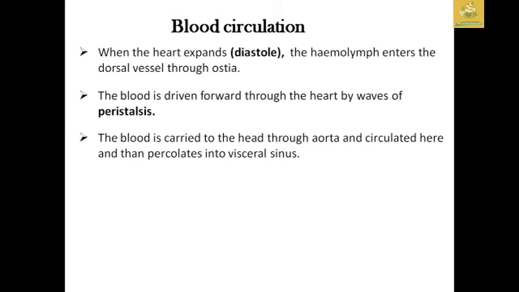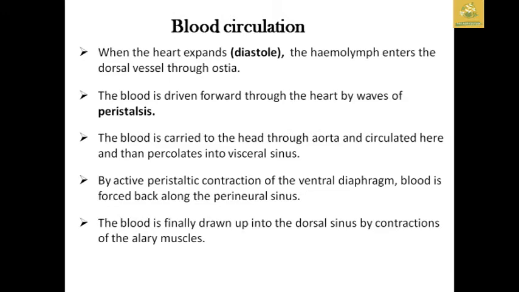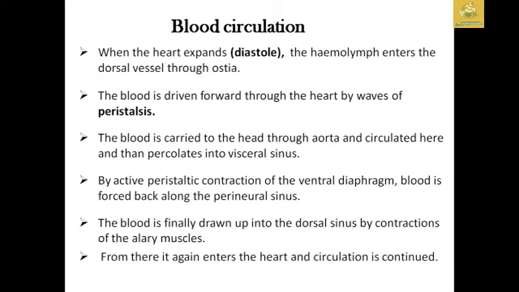And the blood is circulated through the head to the aorta and circulated through the pericardial sinus into the visceral sinus. And by active peristaltic contraction of the ventral diaphragm, the blood is forced back into the perineural sinus, and the blood is finally drawn up to the dorsal sinus by the contraction of the alary muscles, which is present in the circulatory system of the insects. From there, it again enters into the heart, and circulation is continued throughout the process.